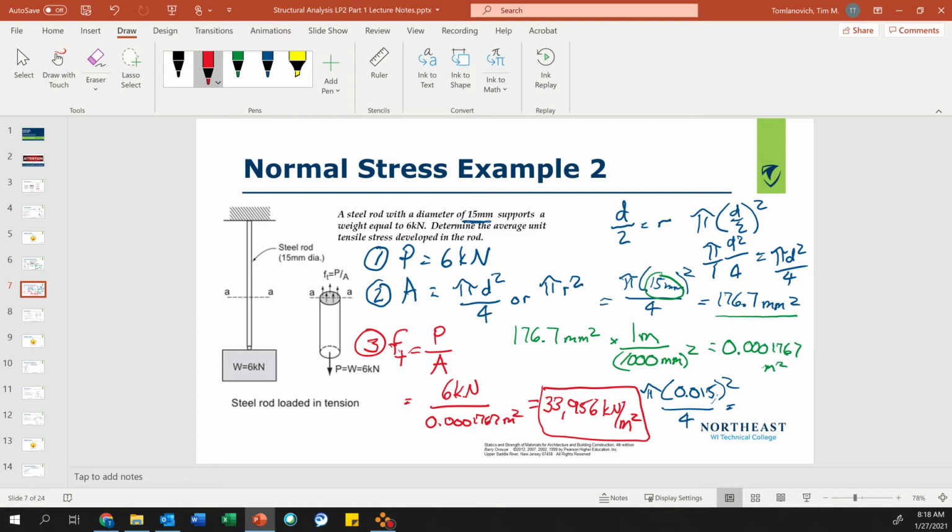Believe it or not, that also equals 33.956 megapascals. So there are some unit conversions there. I just wanted to throw a metric one out there for you. But remember, force is in normal stress. It's either tensile or compression. The area is perpendicular to the load. Okay, so that's that example.